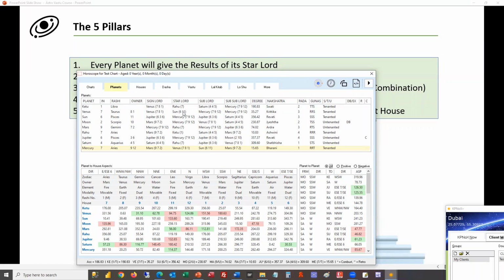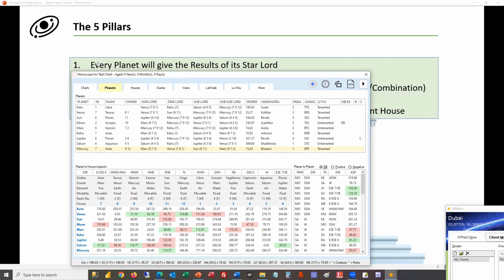So every single house will have both positive and negative results. Yes. Depending on the context, you will interpret this. The house or planet will become benefic or malefic depending on the context. Okay, sir. Thank you, sir. So first point clear: a planet will give the results of its star lord. That is all we need to remember.